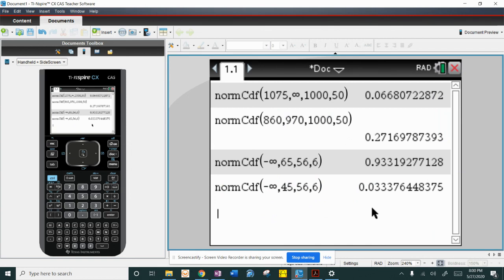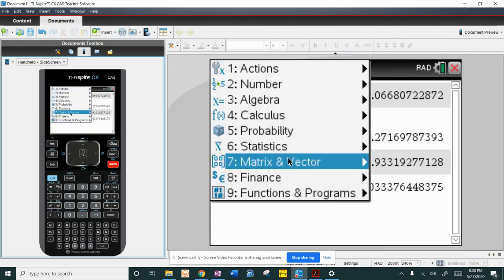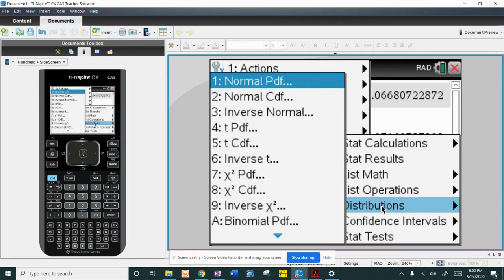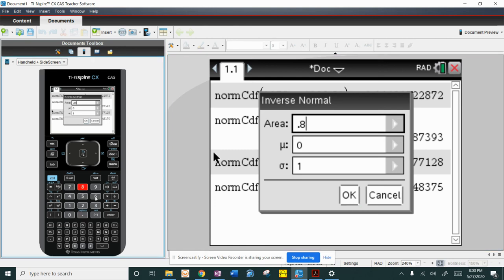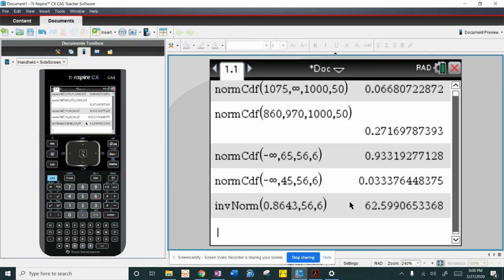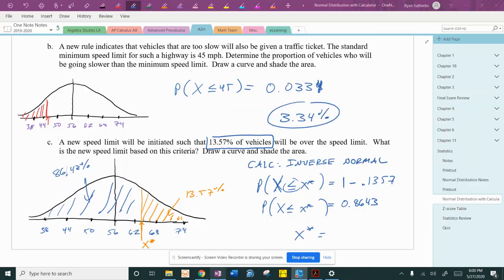You go back to your command menu, statistics, distributions, inverse normal. The area, that's the probability. And remember, that's always going to be less than. So the area we found that's less than our ideal value is 0.8643. The mean is 56. The standard deviation is 6. So it's going to work it backward for us and come up with the value that they should set the speed limit at, which is 62.599 miles per hour, which makes sense. It's right between that range of values that we talked about.